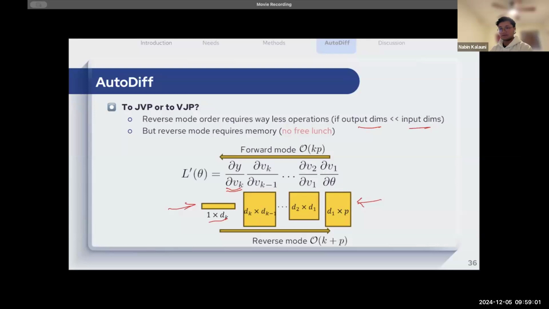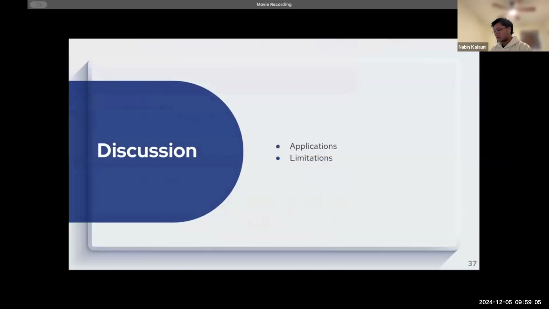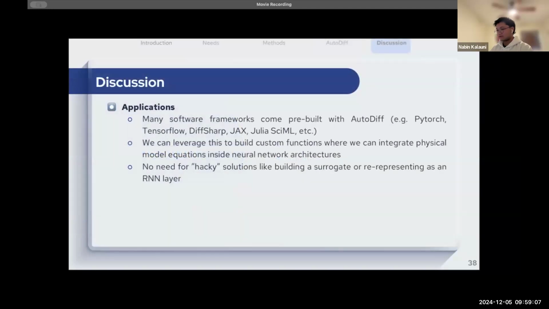I decided to do a deep dive into the theoretical concepts behind AutoDiff. And the applications would be like, how would you apply AutoDiff in practice? There are many software frameworks that have already been built with AutoDiff. Some pretty popular ones are PyTorch and TensorFlow. And there's one called Jax that is gaining ground. And Julia is also doing some good work. So there are many different software ecosystems that come pre-built with these AutoDiff capabilities, right?